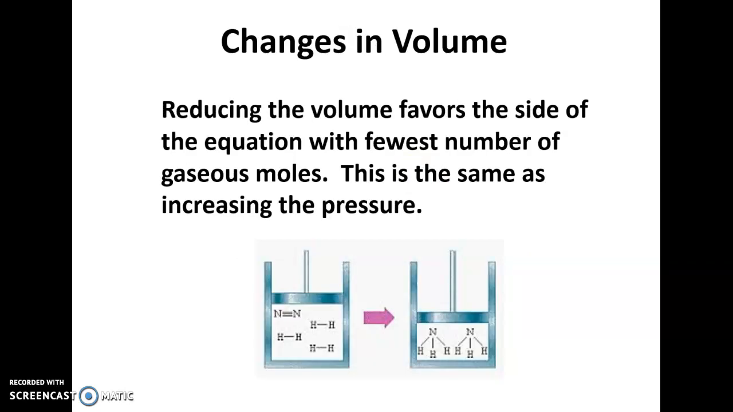Okay, and another thing that can affect equilibrium is changes in volume. Reducing the volume favors the side with the fewest number of gaseous moles, because you're making the container smaller, so fewer things can fit inside there. So the reaction will shift to make fewer gaseous moles in that equilibrium system. And then this also affects the pressure. So if you reduce the volume, making it smaller, actually the pressure increases. And so if you increase the pressure, again, it's going to go to the side that has fewer gases to offset that increase in pressure.